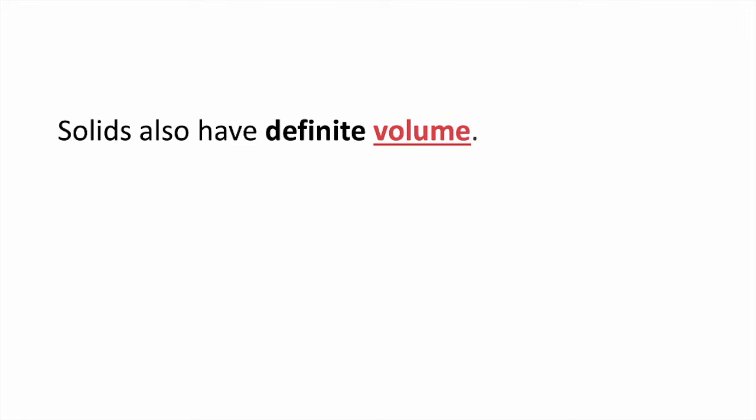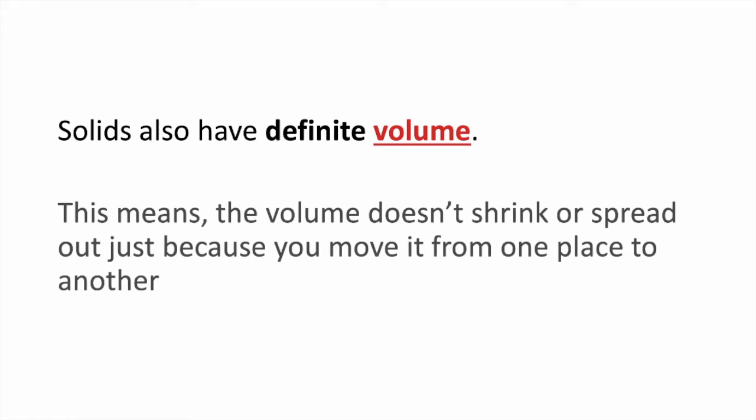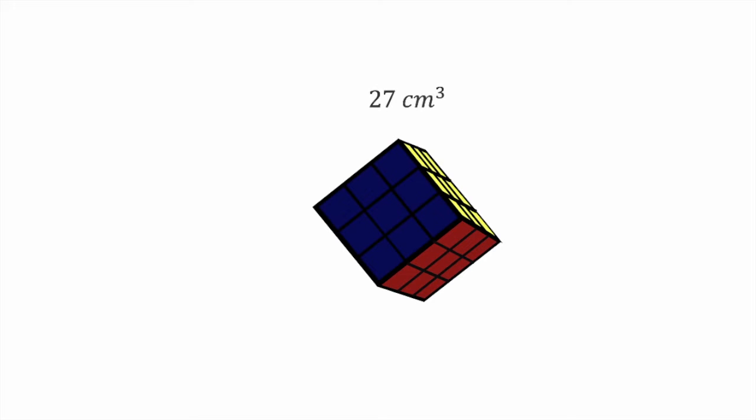Solids also have definite volume. This means that the volume doesn't shrink or spread out just because you move it from one place to another. This Rubik's Cube is going to have a volume of 27 centimeters cubed, no matter which way I rotate it or where I put it.